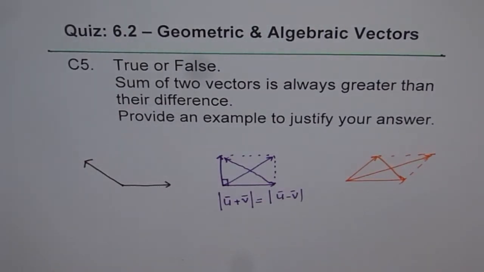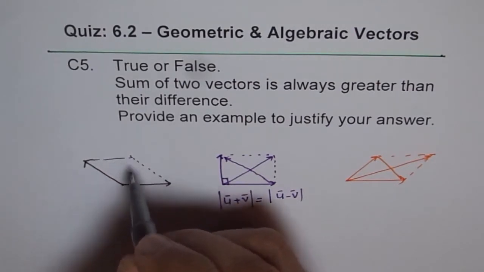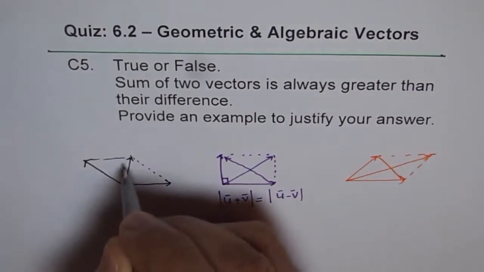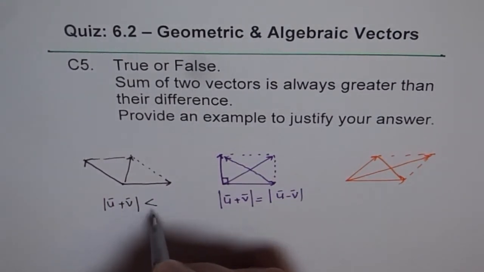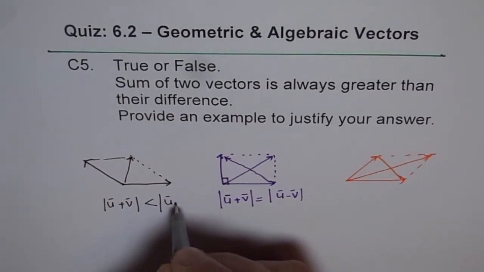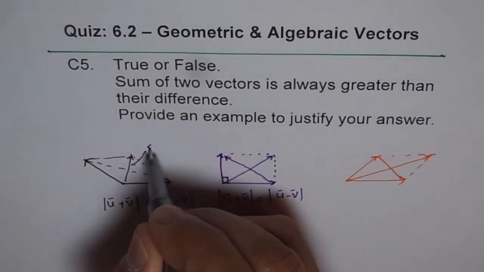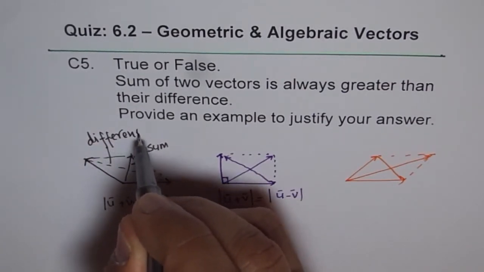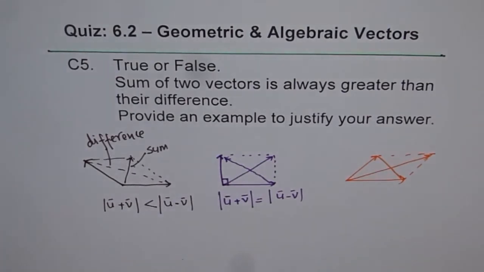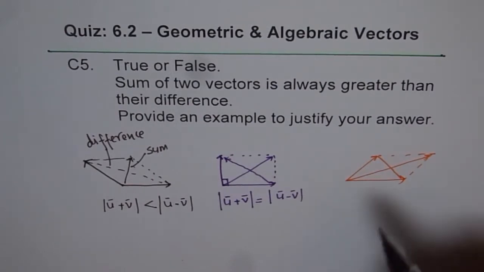Now, in this case, as you can see, if I have to add, I get this. So that is my sum. That is the sum of two vectors, right? It is less than the difference of two vectors. I'm talking about their magnitudes, right? So here is the difference. So that is the sum and this is difference. So it is not always true that sum is greater. In this case, of course, sum is greater, right?